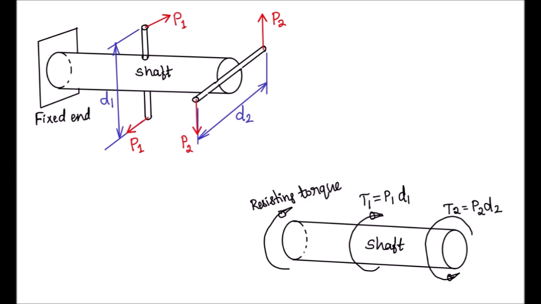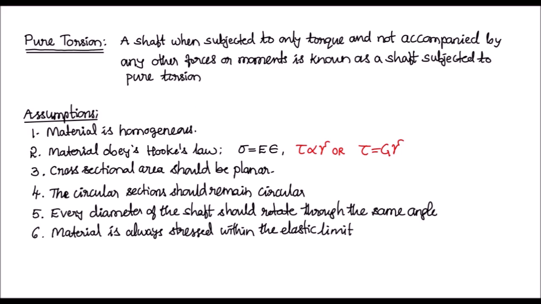A shaft is a straight rotating member which is mainly for power transmission. This twisting movement is also called torque. A shaft, when subjected to only torsion and not accompanied by any other forces or moments, is known as pure torsion. First assumption is the material is homogeneous. Its elastic property is the same throughout the volume. Second assumption is it obeys Hooke's law.